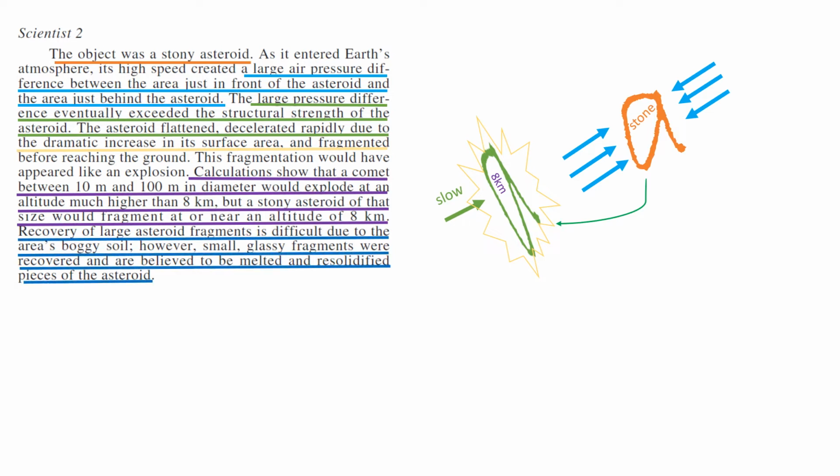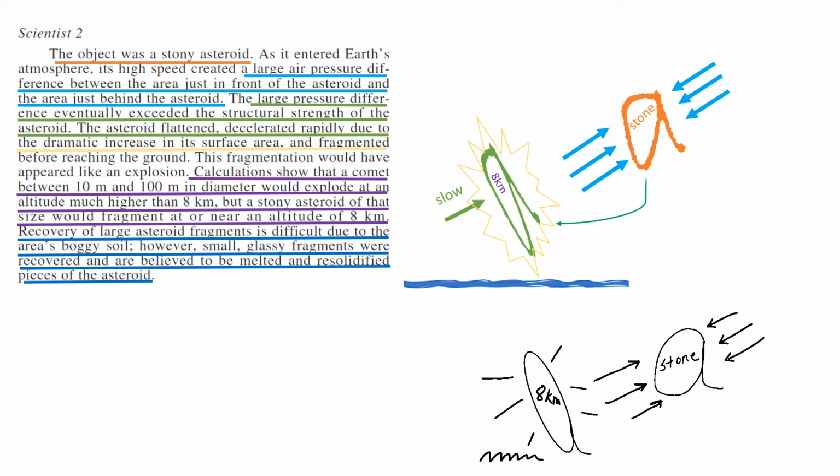Recovery of large asteroid fragments is difficult due to the area's boggy soil. So I'm going to draw just kind of a little wavy line to represent boggy soil, and however small glass fragments were recovered. And then here is my actual drawing from the test. Just my way, it helps me to understand it, to draw the picture. I've just learned through doing this a long time. It works for me and it works for a lot of students.